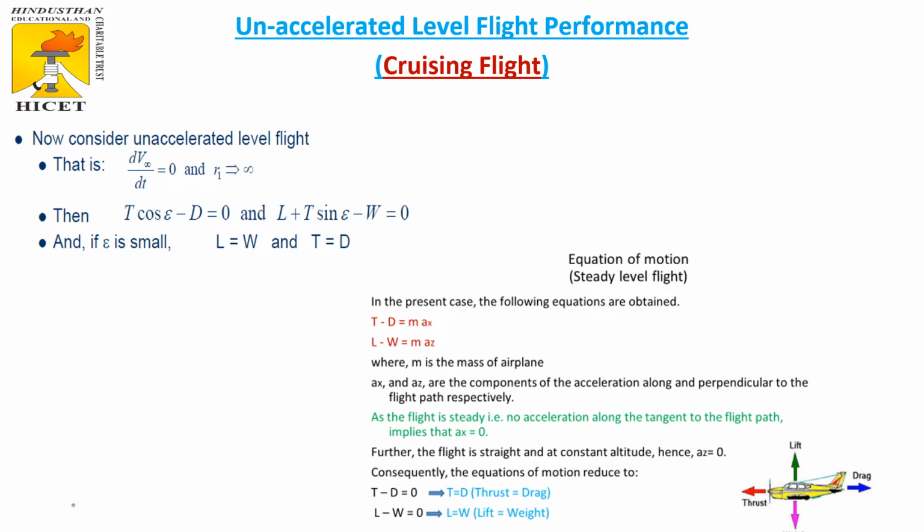So the equation will be reduced to L is equal to W, thrust equal to drag. L is equal to W means the lift is equal to weight, and thrust equal to drag. Lift equal to weight means the weight of the airplane is counteracted by the lift produced by the airplane, and thrust equal to drag means the drag produced on the airplane is counteracted by the thrust produced by the engine. So the lift and the thrust should be at least as much as the weight and drag of the airplane.